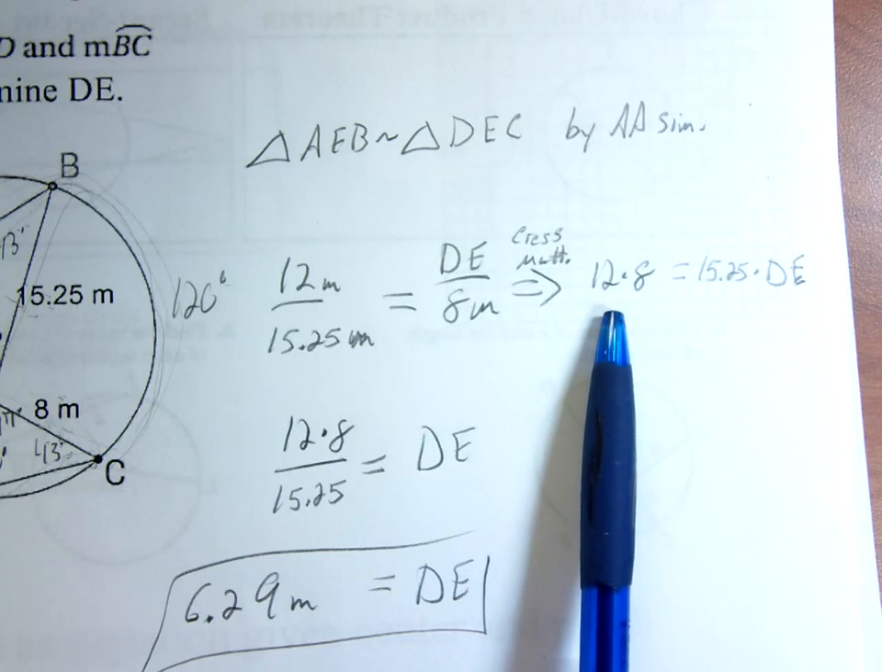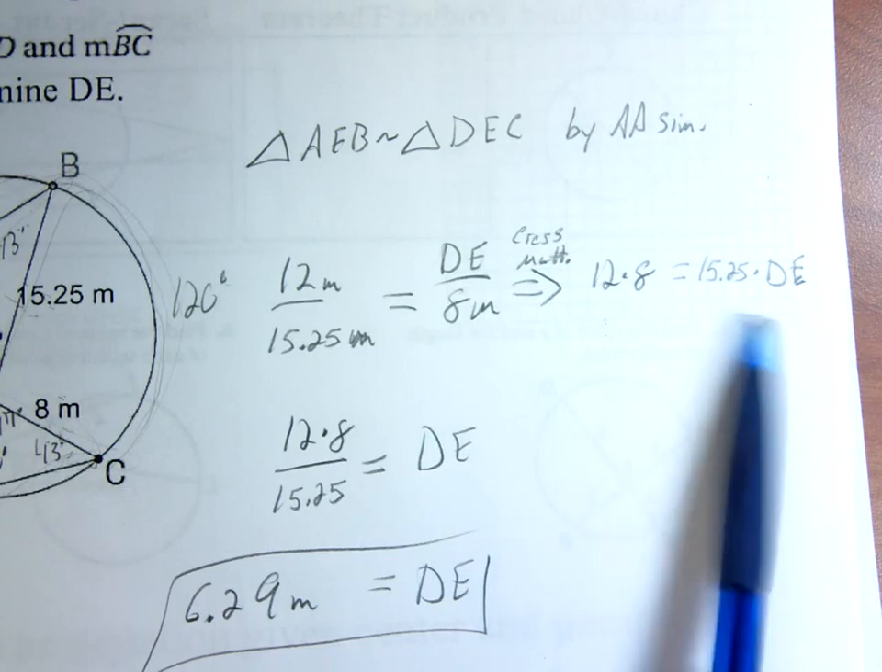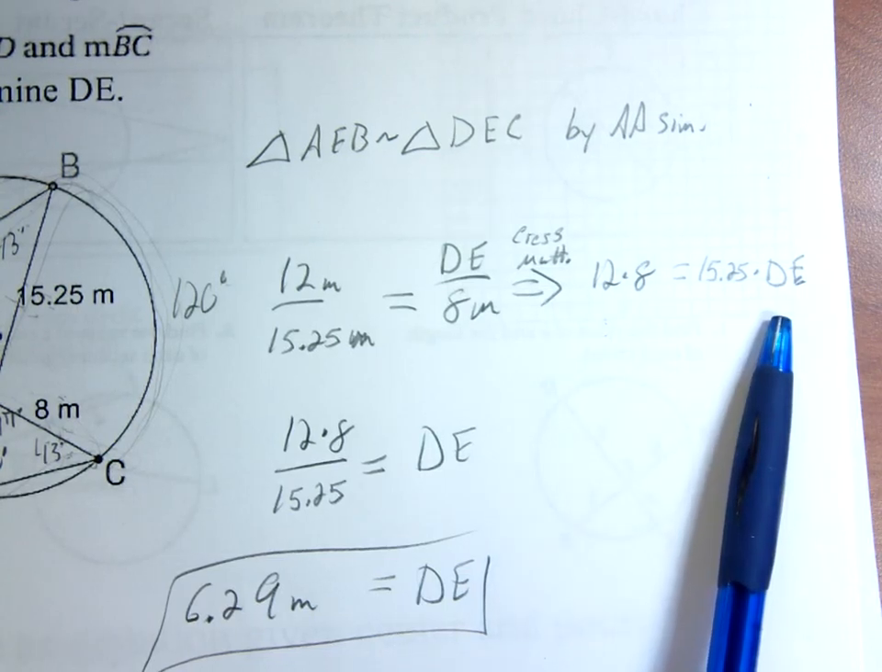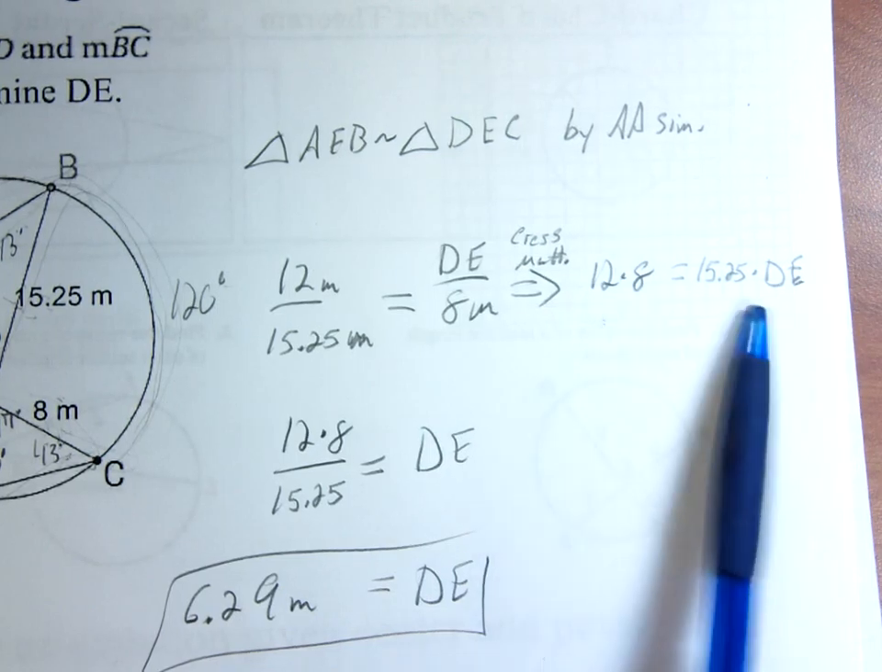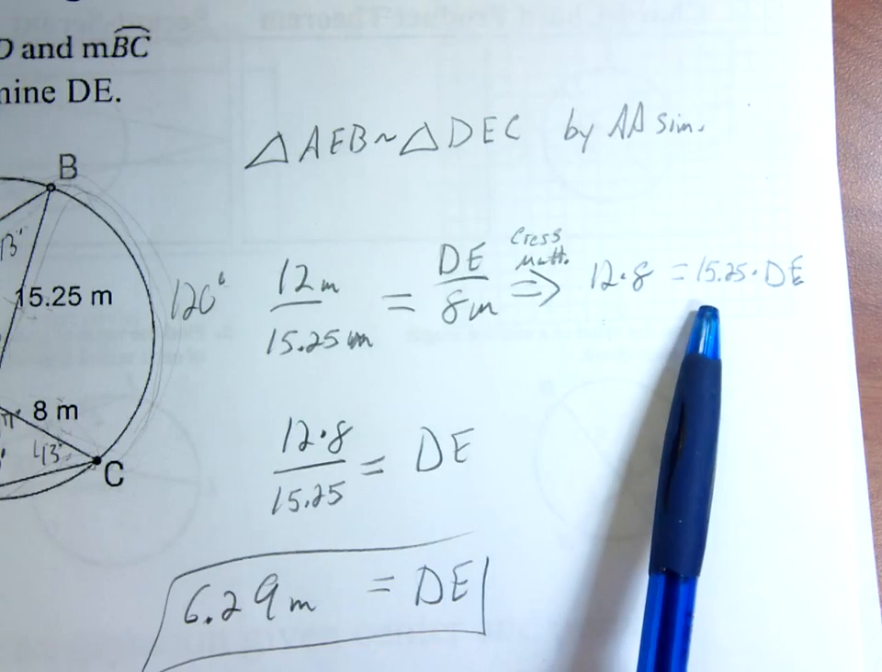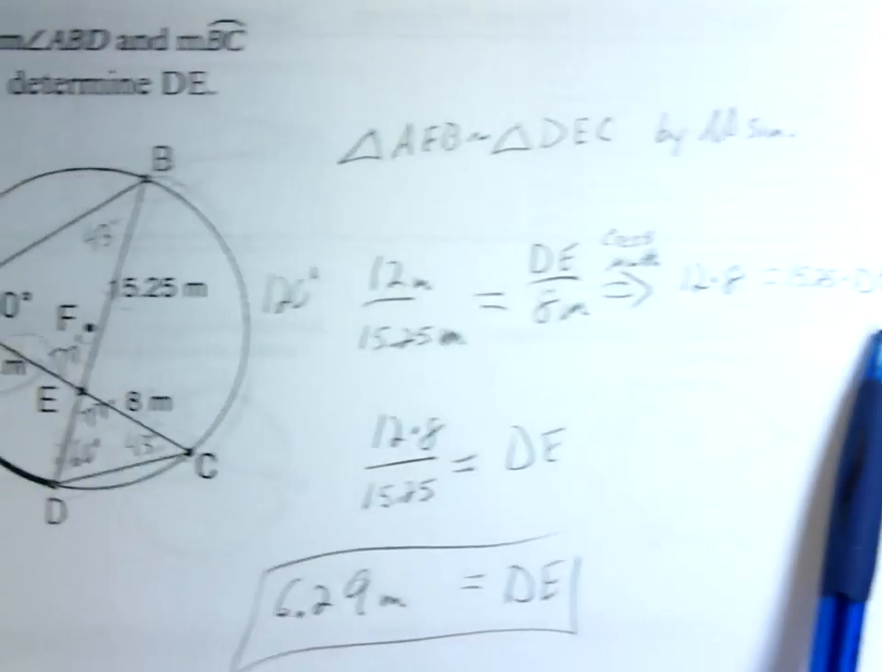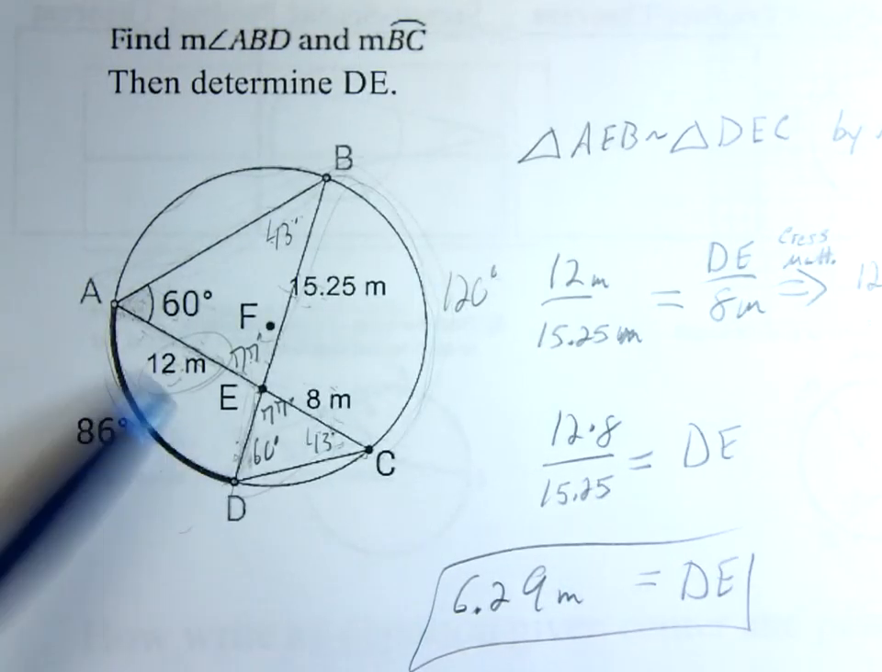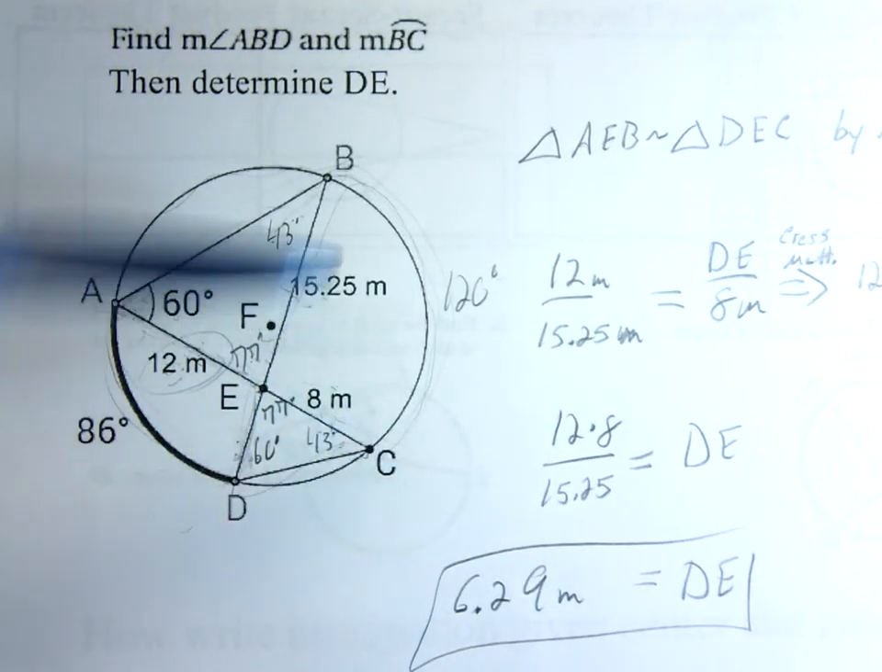Look at these numbers here. You see them? I need your eyes. Okay, we see this? This says 12 times 8 equals 15.25 times DE. That's just from cross multiplying. You're like, what's the big deal? Look at the picture. 12 and 8. 12 times 8 equals 15.25 times DE.